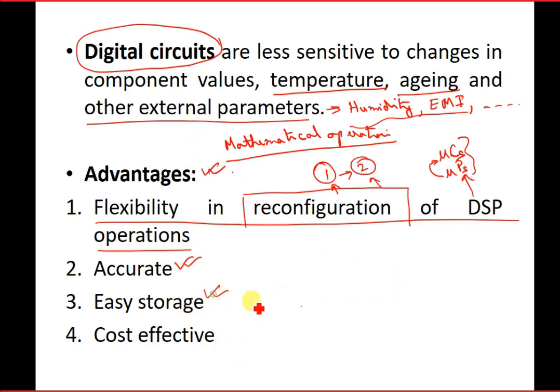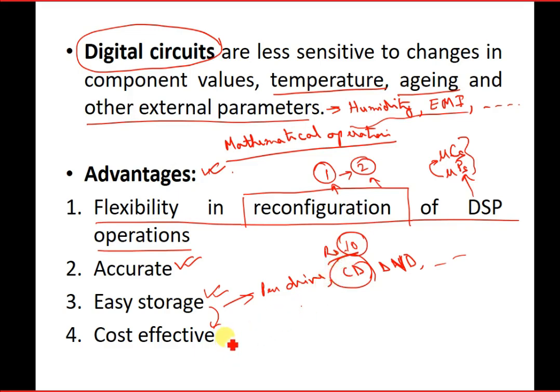Then easy storage, you can store the data of the digital circuits in a pen drive, in a CD, in a DVD, okay, and so on. Then next, storing this data is quite cost effective, because nowadays CDs are available at a price of around Rupees 10. So you can buy it cheap.